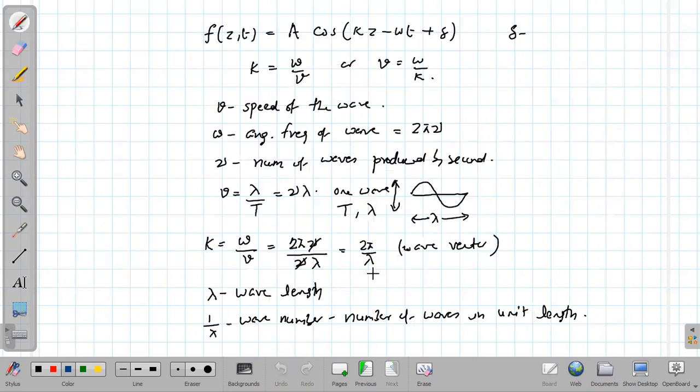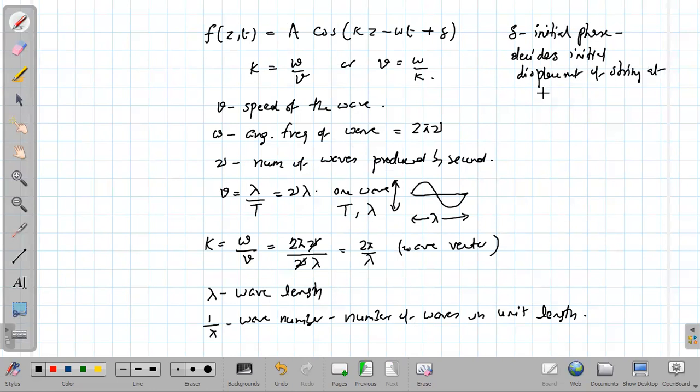So the same meaning comes over here. So delta is called the initial phase, which actually decides the initial displacement of string at z equal to 0 or at the origin. Okay, so with that we have discussed everything about the wave function.